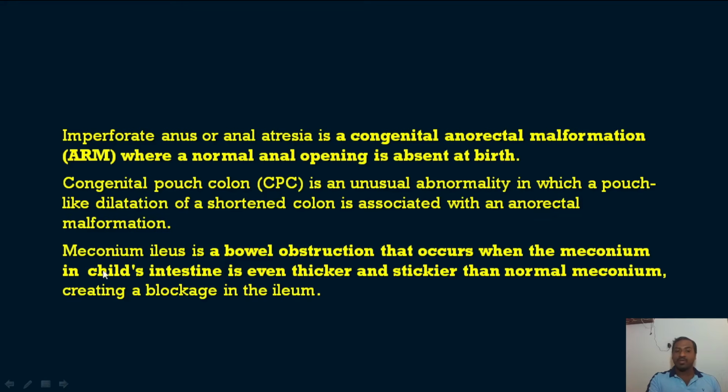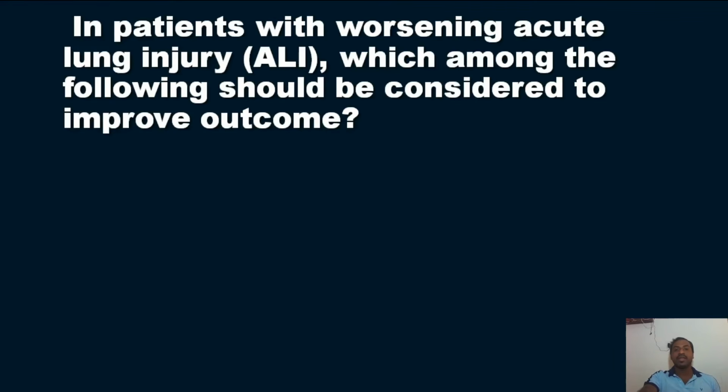Then the last option was meconium ileus. So what is meconium ileus? It is a bowel obstruction that occurs when the meconium in a child's intestine is even thicker and stickier than normal meconium, and as a result it creates a blockage in the ileum. Okay, so the meconium will be thicker and stickier than normal, and it will result in the blockage of the ileum, which is termed meconium ileus. Okay, so the other options are clear for you now, and we will move on to the next question.